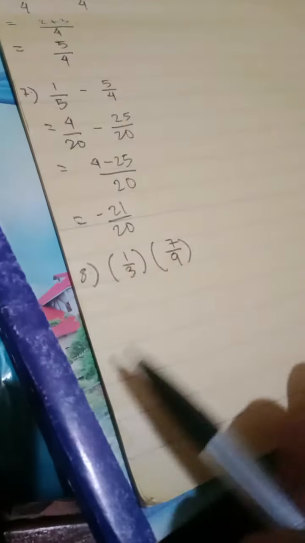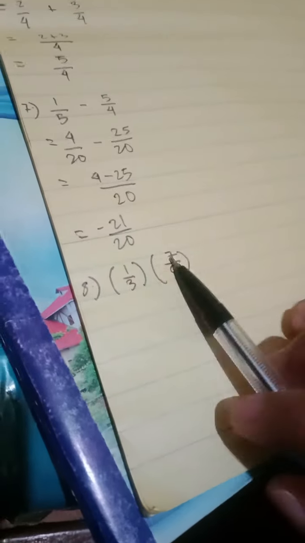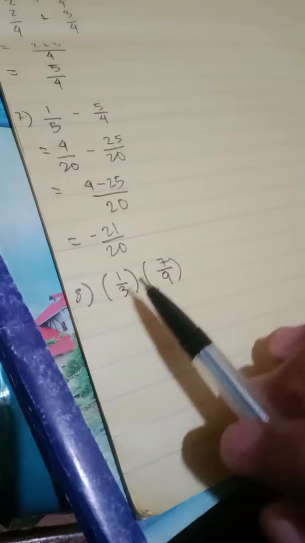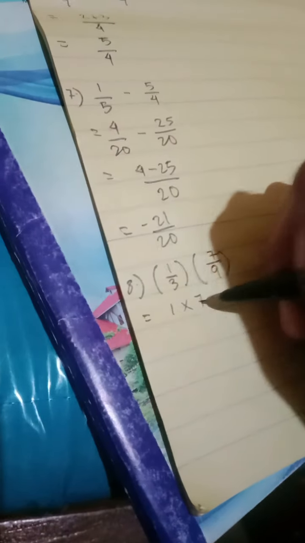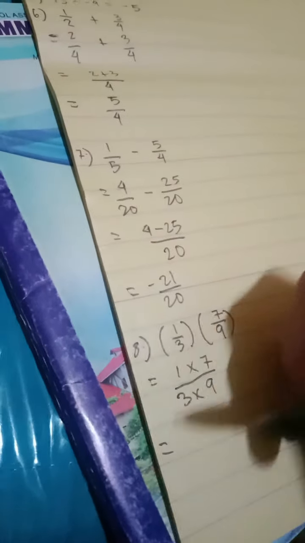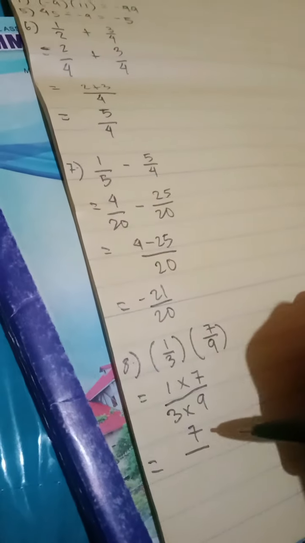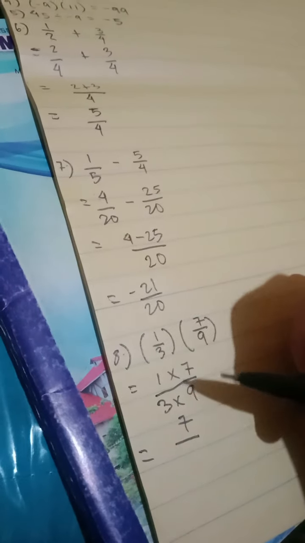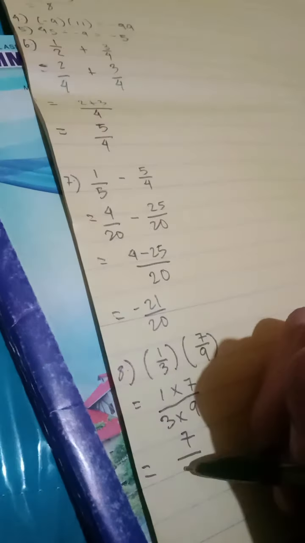Number 8. We're going to multiply 1/3 and 7/9, just like this. 1 times 7 over 3 times 9. So the answer will be 1 times 7 equals 7. Then 3 times 9 will become 9, 18, 27.